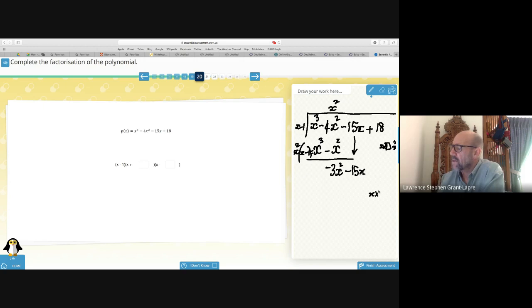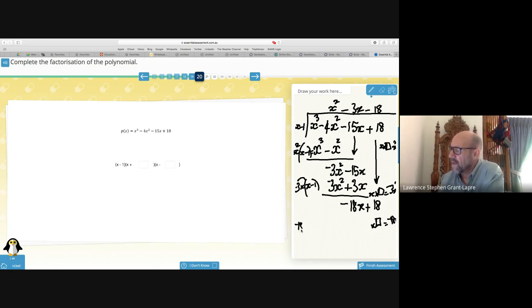Now we want x times something to be negative 3x squared. And that's negative 3x. Negative 3x gives us negative 3x squared plus 3x. We subtract, it gives us 0. It gives us negative 18x. And bring the plus 18. So x times what to be negative 18? It's negative 18. That gives negative 18x plus 18, and we get a remainder of 0.